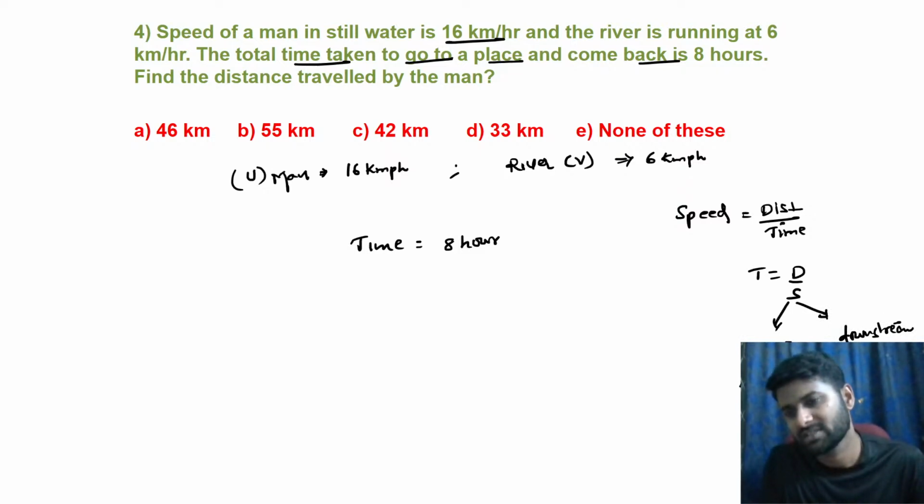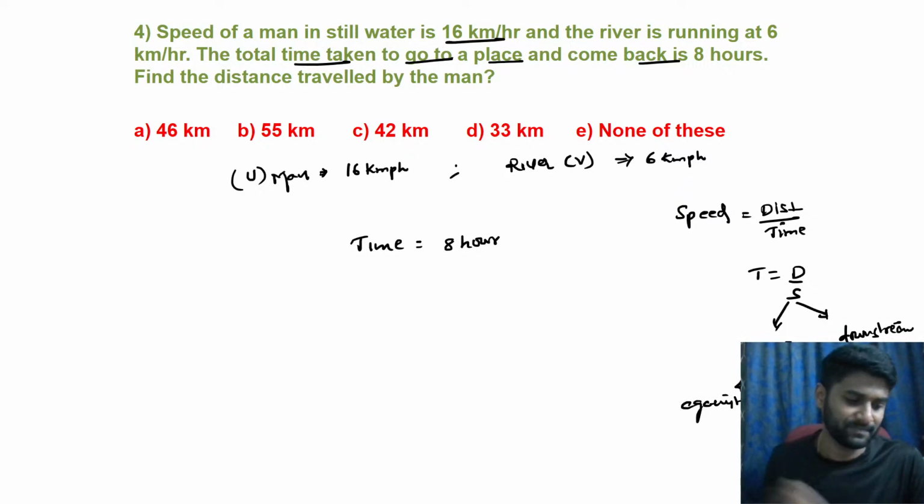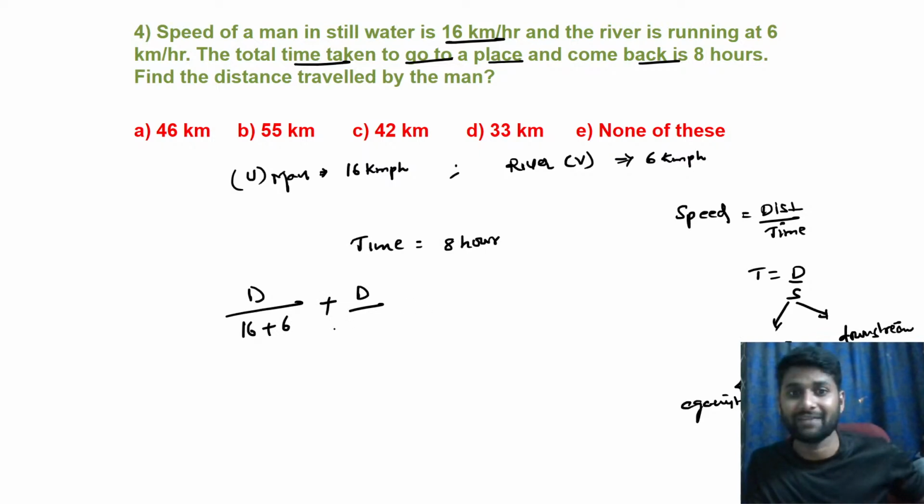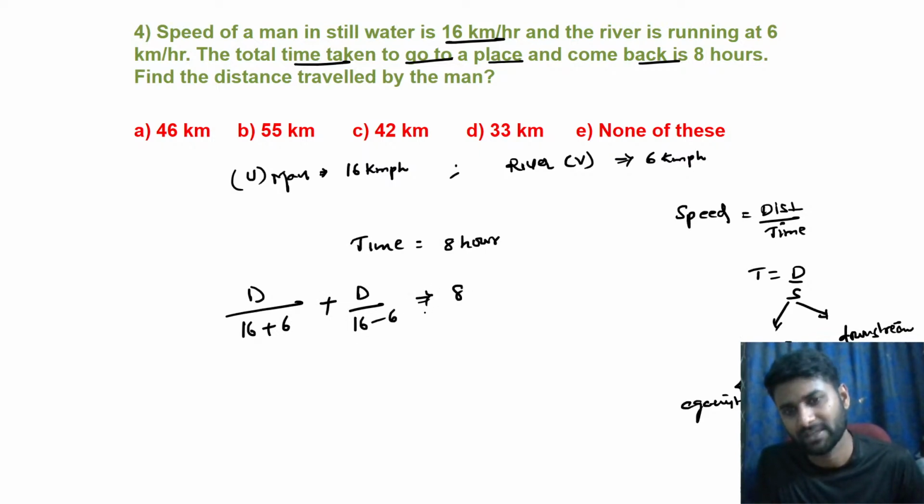Downstream is along the stream. Upstream is against the stream. Here the distance we don't know. Along the stream, the speed is exactly equal to 16 plus 6. And for the same distance, the person travels against the stream. Against the stream, the value becomes 16 minus 6, which is 10.